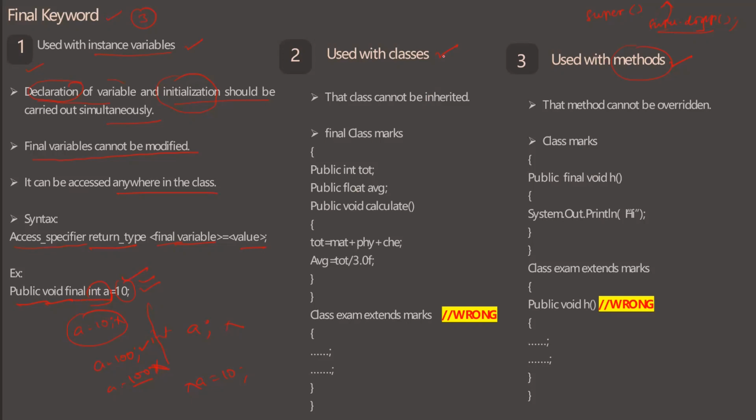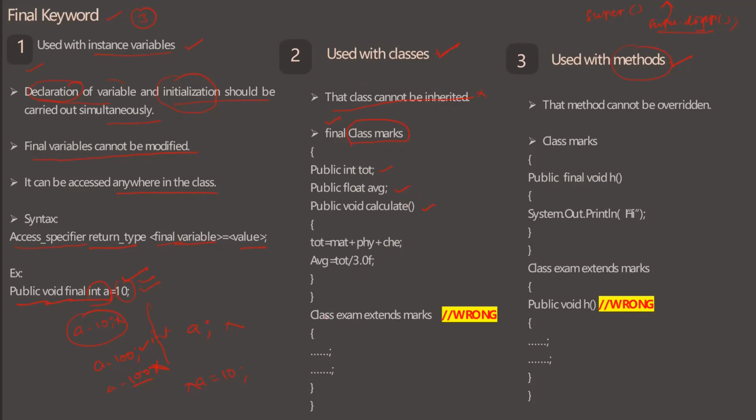Now the same thing, the final keyword can be used with classes. When the final keyword is used with classes, those classes cannot be inherited. Example, you can see, I've taken one class called marks, which is attached with the final keyword. Then I've created total as well as average, and I've calculated just total and average. I've not assigned the values, but generally that is how it takes place.